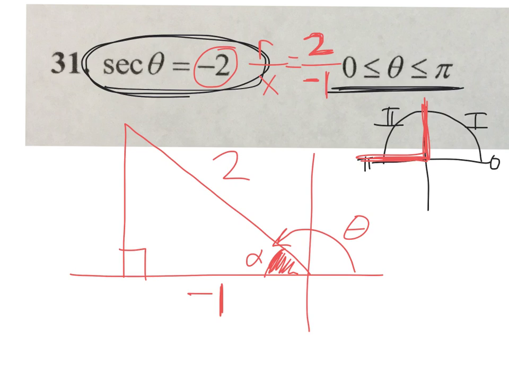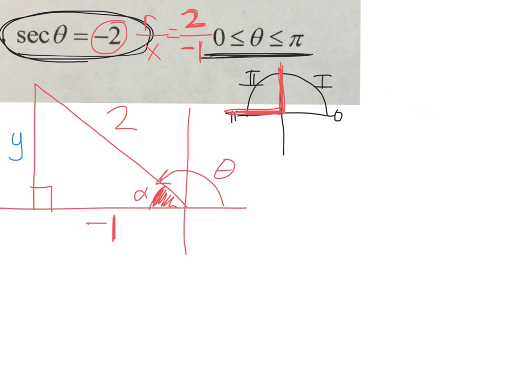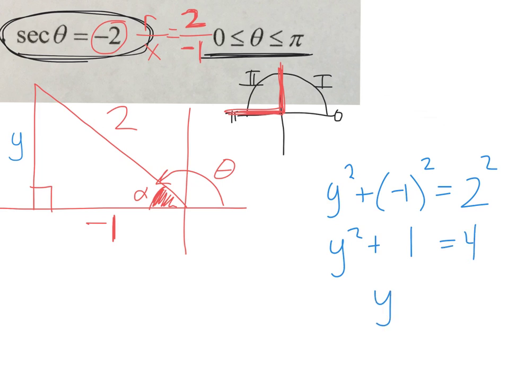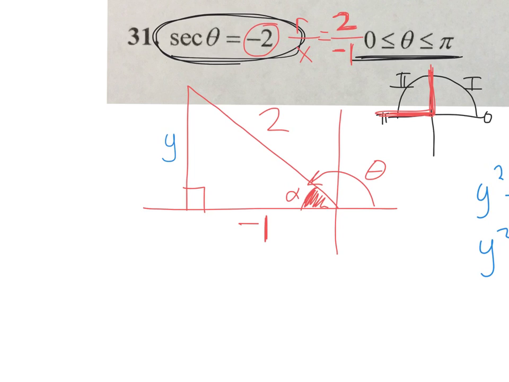So the first thing we need to do is calculate your y value using our buddy Pythagoras. So y squared plus -1 squared equals 2 squared. So with +1 and 4, y squared equals 3. So our y value is the square root of 3. So let me put that over here, erase my letter y, and write in the square root of 3.